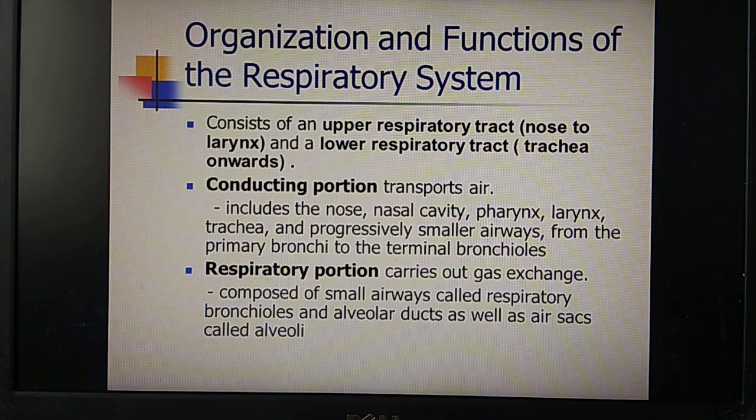And the respiratory portion that does the gaseous exchange, in the sense the oxygen is exchanged with the carbon dioxide, or the carrying of respiratory gases, is composed of small airways called respiratory bronchioles. These respiratory bronchioles end up with the alveolar ducts and alveoli, which is the end portion of the respiratory tract, and all this is included in the lungs.